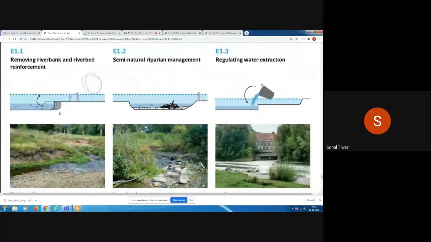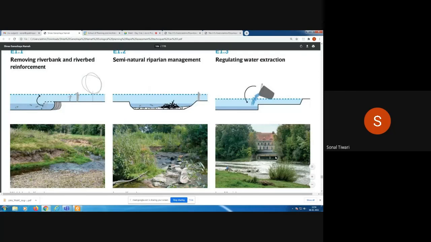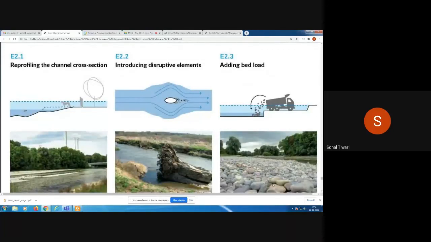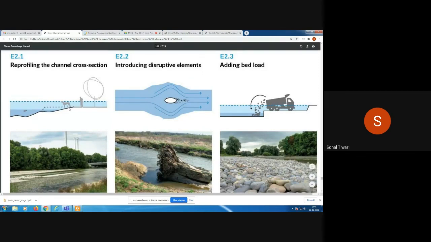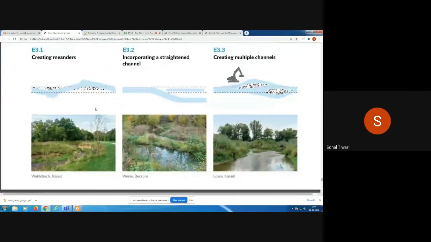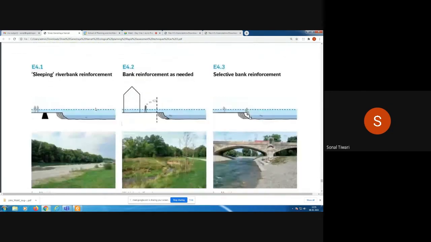So another strategy is to remove the channel sediments and allow the settlement of deadwood detritus, then controlling water extraction, adding bed load, introducing disruptive elements, reprofiling the channel section, creating a number of terraces, creating meanders, creating multiple channels, incorporating a stated channel. These strategies are very useful in reviving the riverine ecosystem.